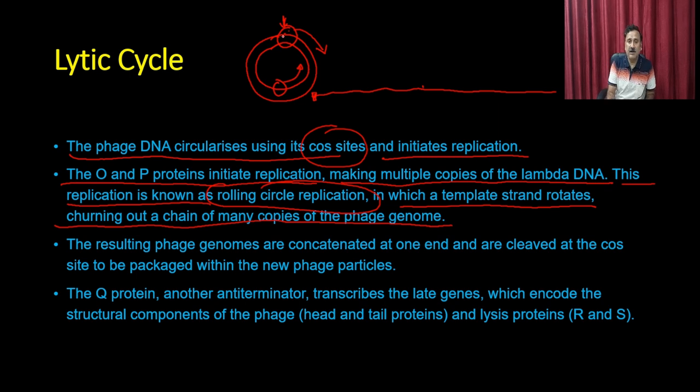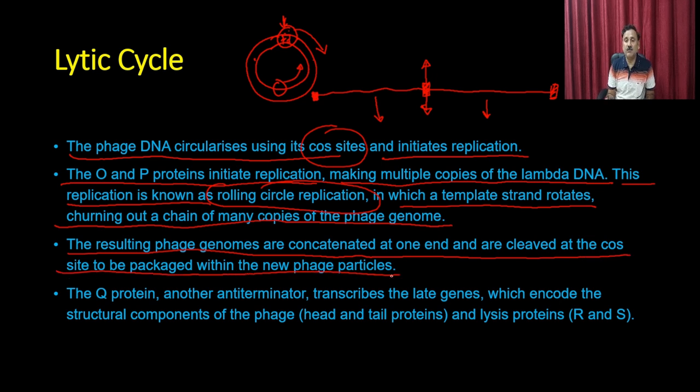And you know that when we discussed it, the circularization is by the cos site, right? So, you are going to have two cos sites, one coming from this direction and one from the other direction. The cos site is going to be a marker that this is the full length of the genome. The cos site is synthesized like this, and then it is going to be cleaved from here, and that is how it makes multiple copies. The resulting phage genomes are concatenated at one end and cleaved at the cos site to be packed into new phage particles.